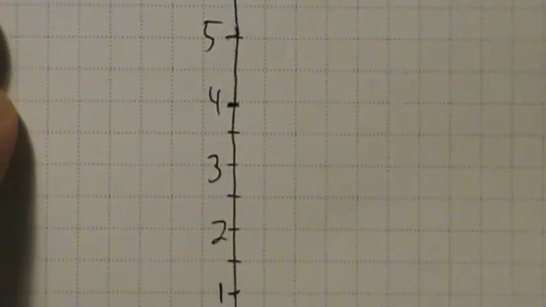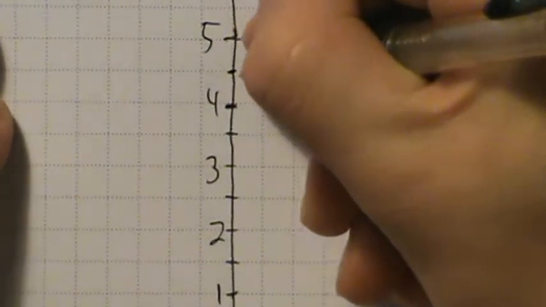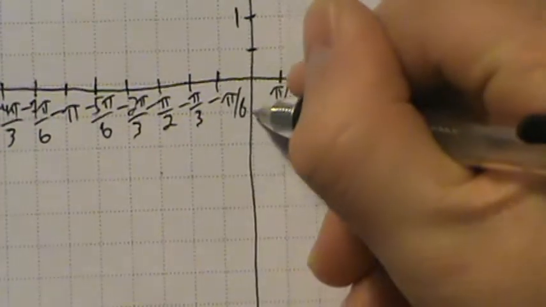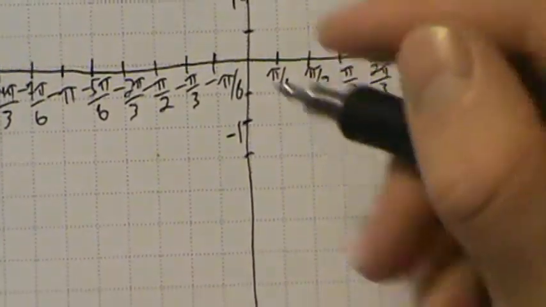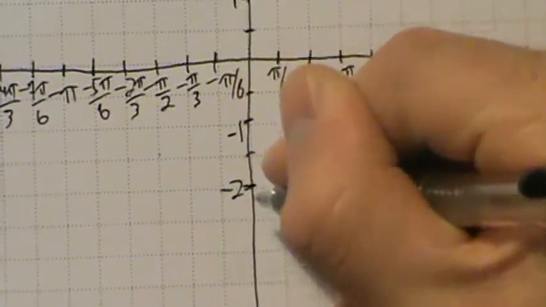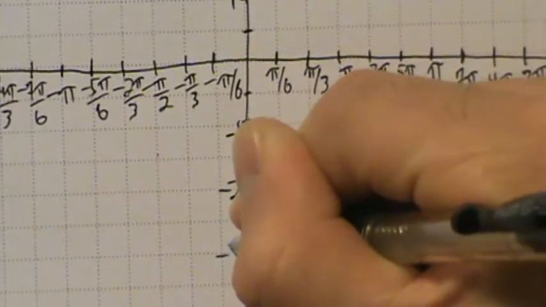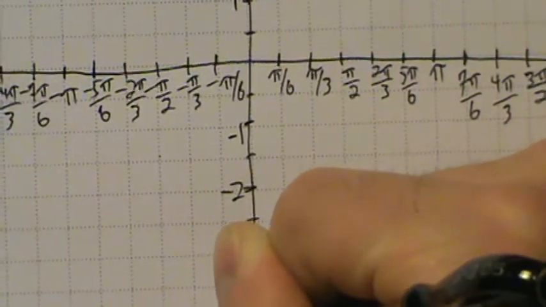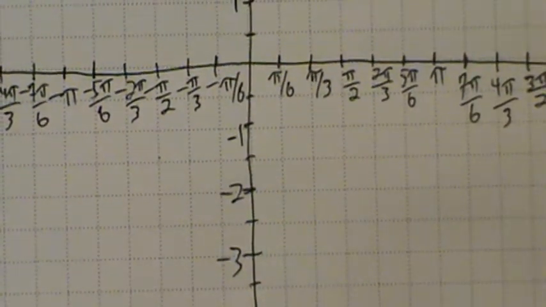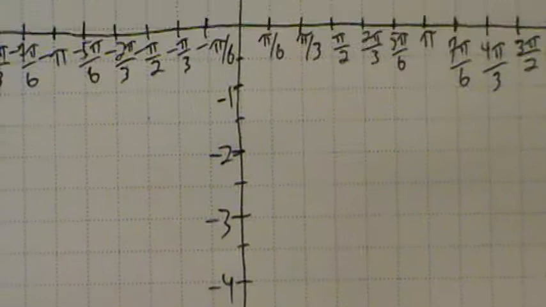This is 4.5 right here. Then going back down this way, here's negative 1/2, negative 1, negative 2 right here, negative 3, negative 4, and then negative 5 right here. All right, so there's our scale on the y-axis.